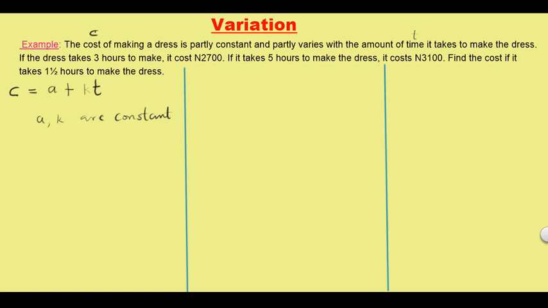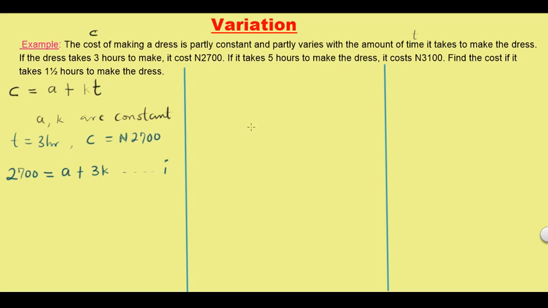So we've been able to do this. The question now says, if the dress takes 3 hours, that is when T is equal to 3 hours, its cost C is equal to 2,700. So if we put this in, it becomes 2,700 equals A plus KT, that's 3 times K, that's 3K. Let's take that as equation 1.